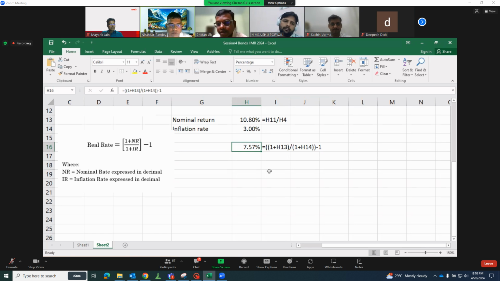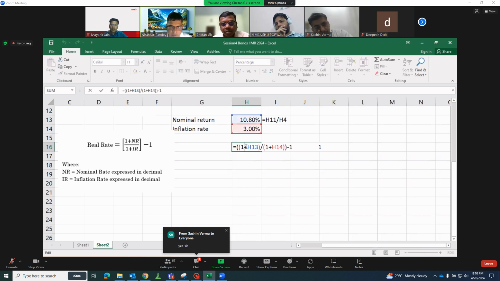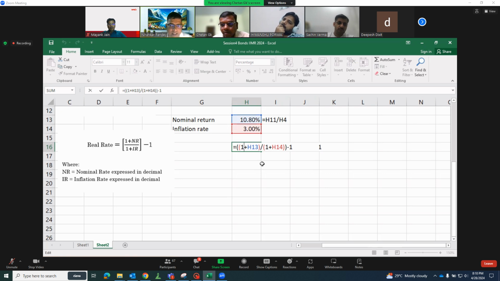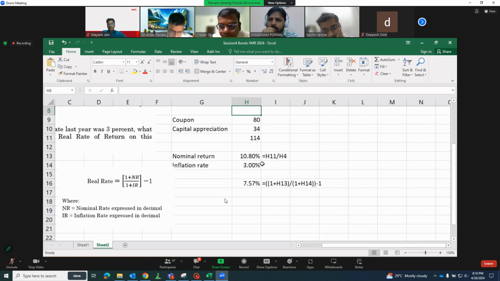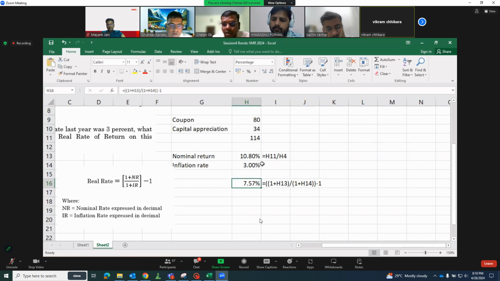In the formula, it was mentioned 1 plus NR divided by 1 minus IR. But we are using 1 plus NR and 1 plus IR. Am I wrong anywhere? Sir, the denominator should be 1 minus IR. As per the formula, real rate of return is equal to 1 plus NR divided by 1 minus IR. IR is inflation rate, not interest rate. No, I am saying 1 plus only. Here you can see 1 plus IR.